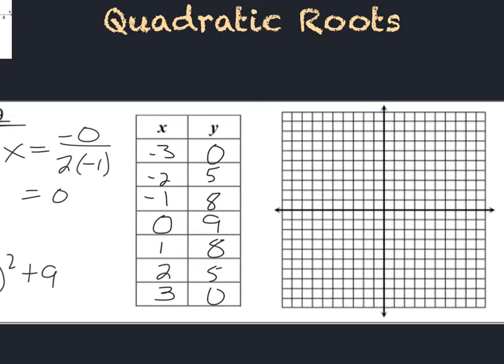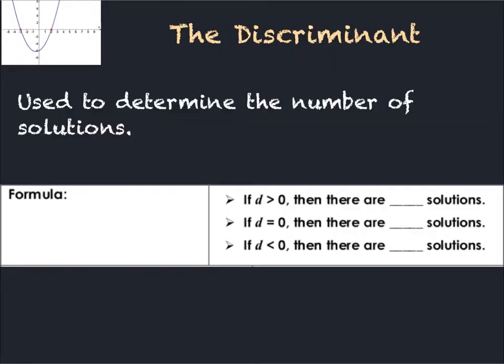Let's just graph it on the coordinate plane here: -3, 0, -2, 5, -1, 8, 0, 9, 1, 8, 2, 5, and 3, 0. And you can see that it has 2 solutions. There you go. Now let's talk about the discriminant.